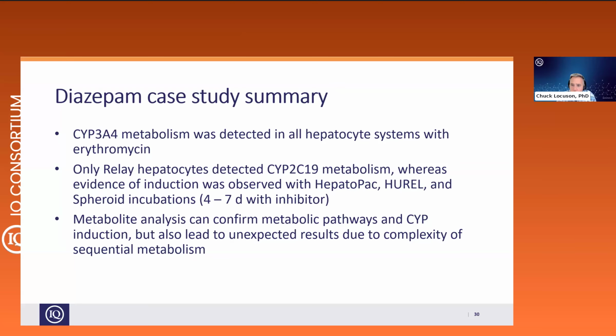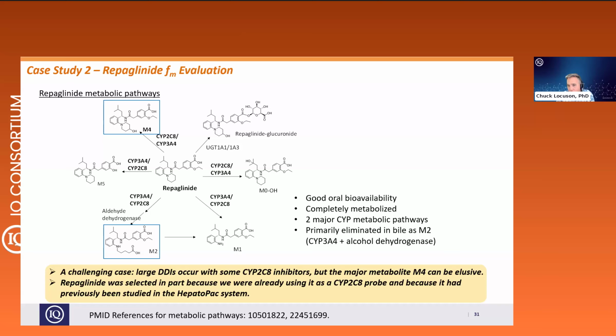Our second case study drug was repaglinide, another extensively metabolized drug. In this figure near the top, M4 is the major 2C8 mediated metabolite. And then on the bottom in the blue box, M2 is generally thought to be the major 3A4 metabolite. As we pointed out, repaglinide is not a low clearance drug, but we thought it'd be a valuable case study because there are conflicting reports on the 2C8 metabolite M4 in DDI studies.